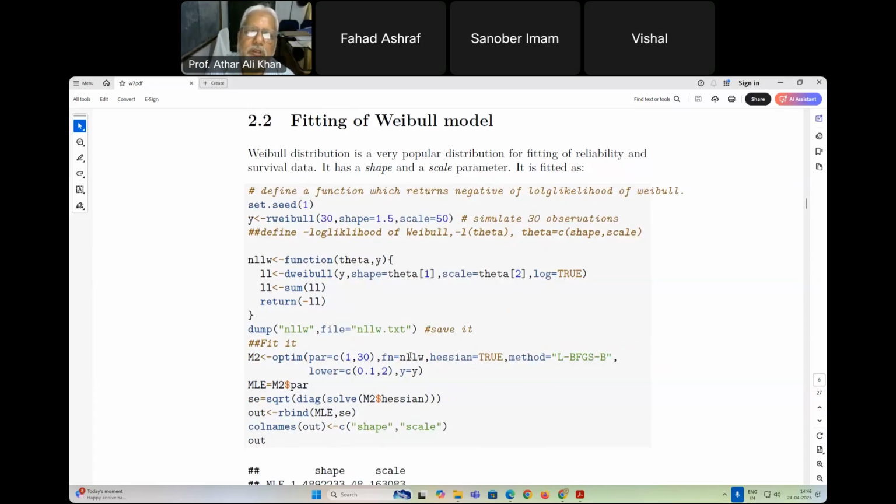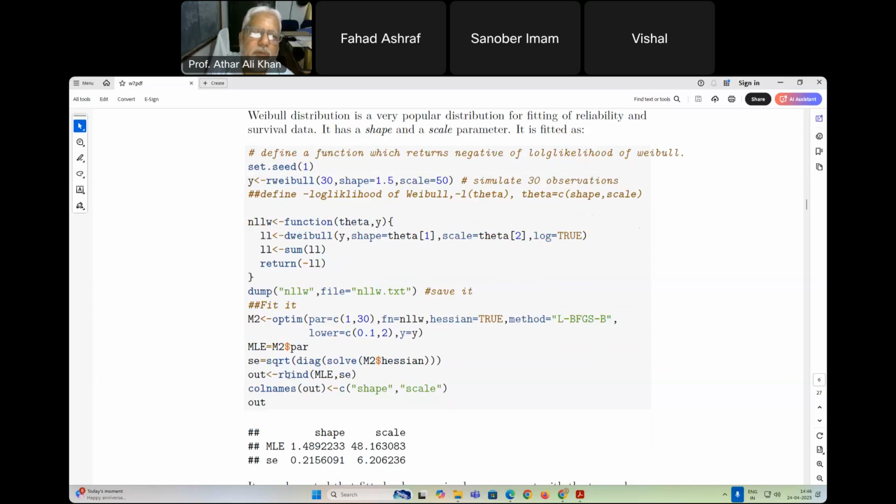And fn is the objective function to be minimized. Hessian is equal to TRUE, method is equal to L-BFGS-B, and lower is equal to c(0.1, 0.2). Actually, both the parameters are positive, so we are restricting them to positive values. y is equal to y, m1$par, and then standard error is equal to sqrt(diag(solve(m1$hessian))), and then out is rbind of MLE and SE.